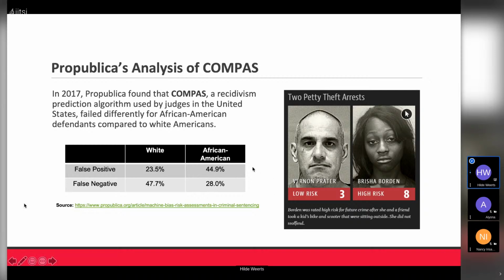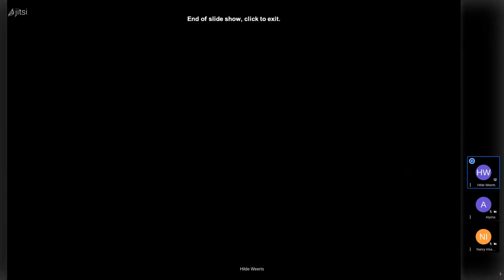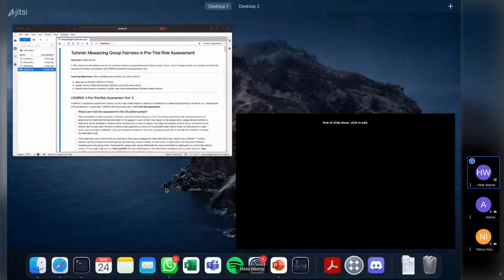So we can see here, this is a nice little overview. We have the percentage of false positives. You can see that it's like twice as much for African Americans and the other way around for the false negatives. And this is an incident that sparked a lot of discussion about fairness of machine learning systems, or of algorithms in general and machine learning systems in particular. And that's why I think it's a really nice case to dive deeper into in the tutorial. So without further ado, let's get to the Jupyter Notebook tutorial.